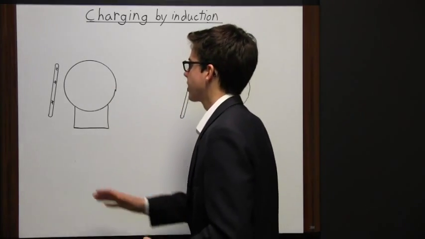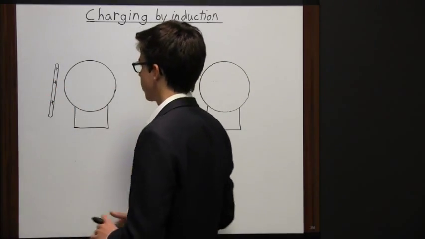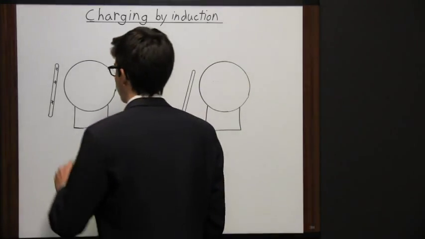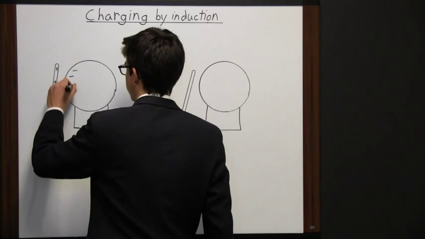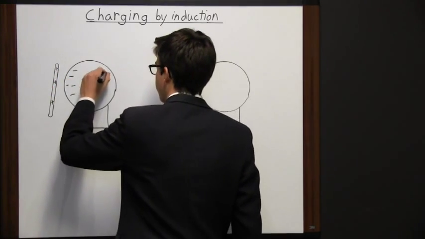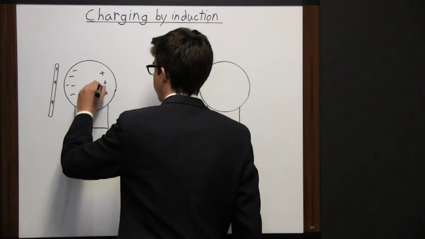So at first there's not really any activity, but once this rod is brought closely to the sphere, notice it doesn't touch the sphere, but it gets very close. So what's going to happen is all the electrons are going to come over here to this side of the sphere because they're attracted to the rod. And then you'll have the positive charges over here.